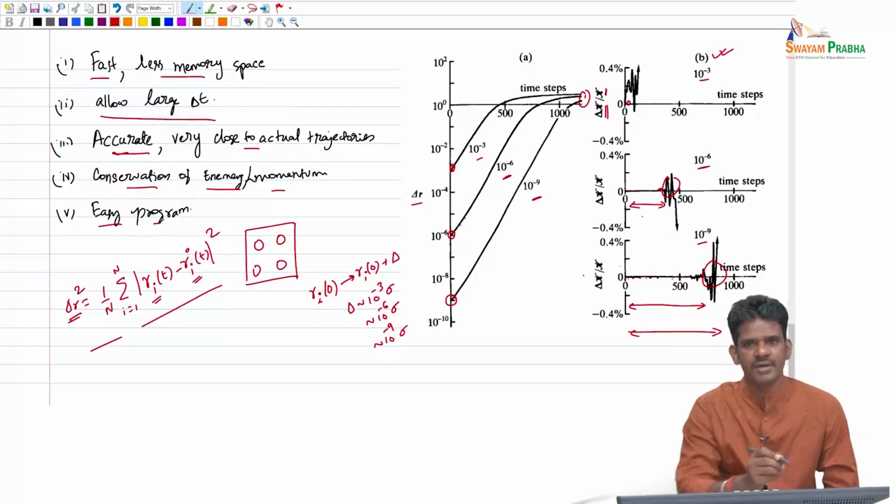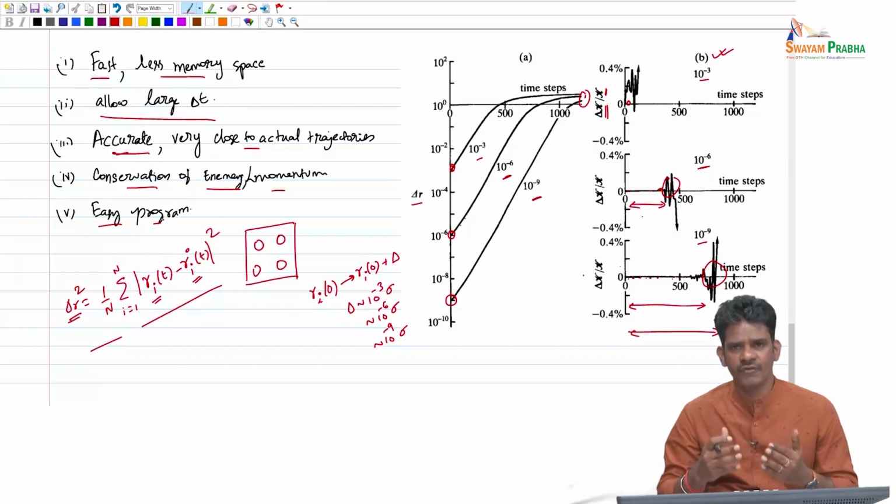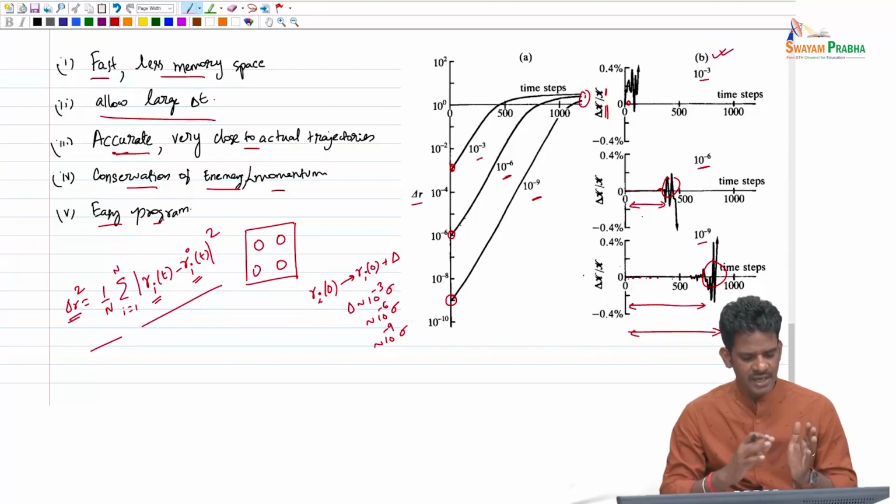The final point is about the easiness of programming. What this basically means is that it should use a minimum number of mathematical operations, and it should be easy to code irrespective of which programming language you use. So the operations should be simple addition, multiplication, division kind of operations, so that it's easy to program.